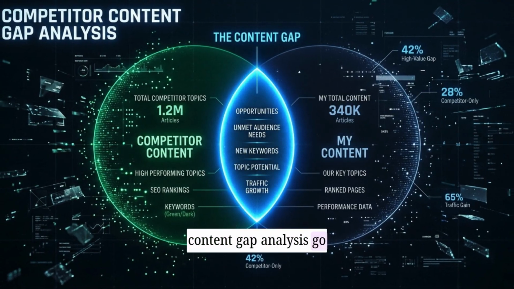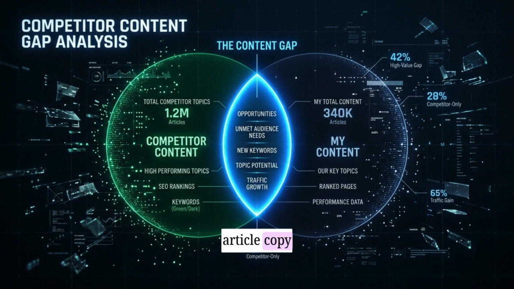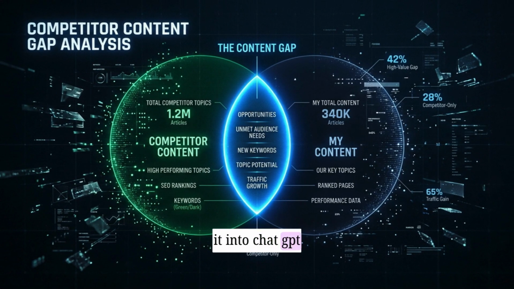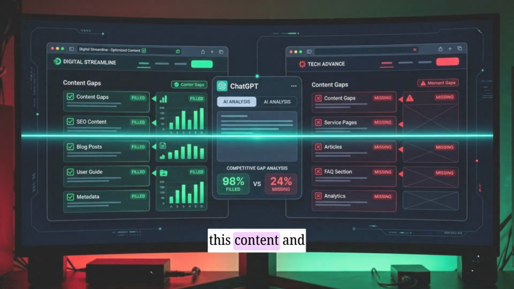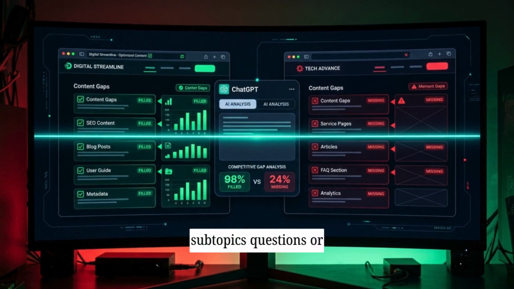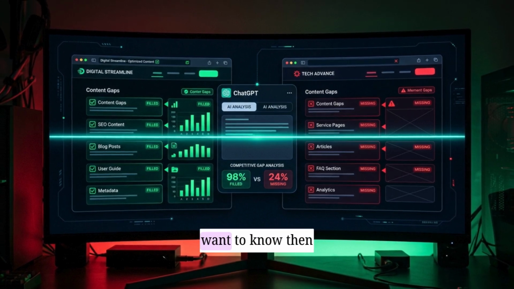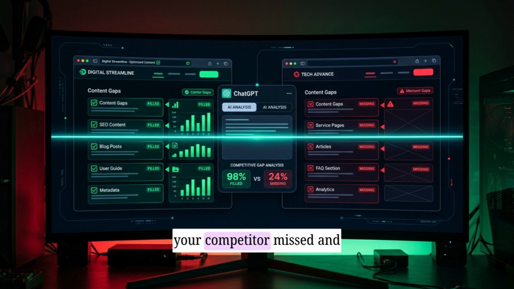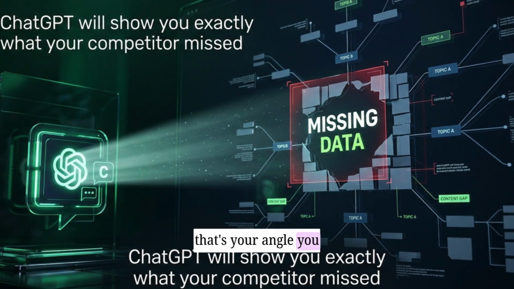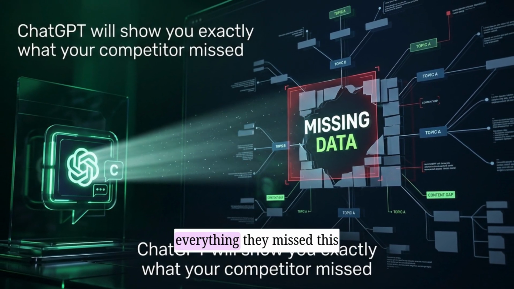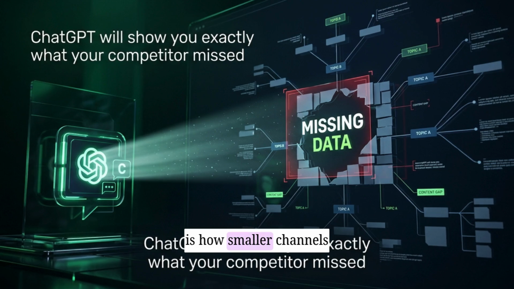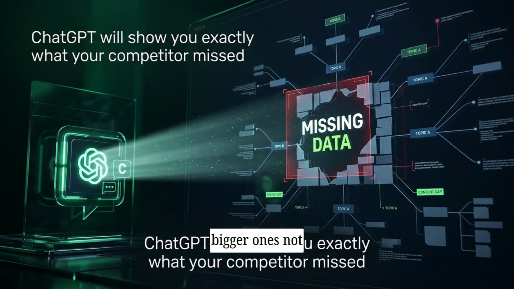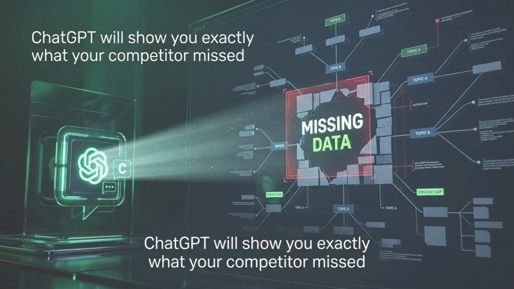Competitor content gap analysis. Go to your top competitor's article, copy the text, paste it into ChatGPT and say, "Analyze this content and tell me what important subtopics, questions, or points are missing that a reader would want to know. Then suggest how I can make a more comprehensive version." ChatGPT will show you exactly what your competitor missed, and that's your angle. You write a better, deeper version that covers everything they missed. This is how smaller channels consistently outrank bigger ones. Not by copying, by finding the gaps and filling them better than anyone else.